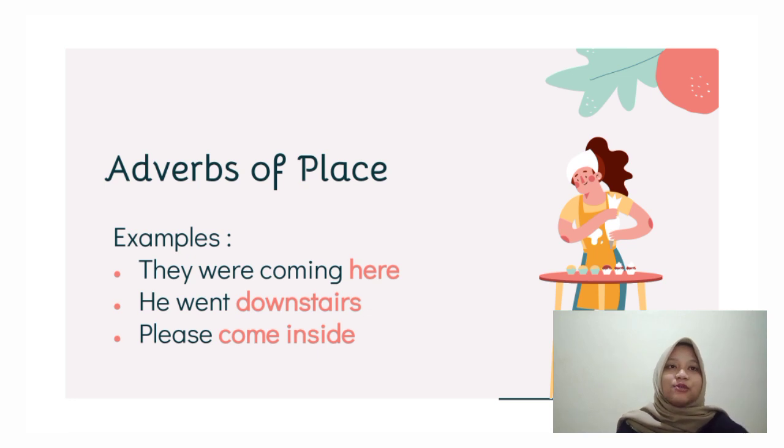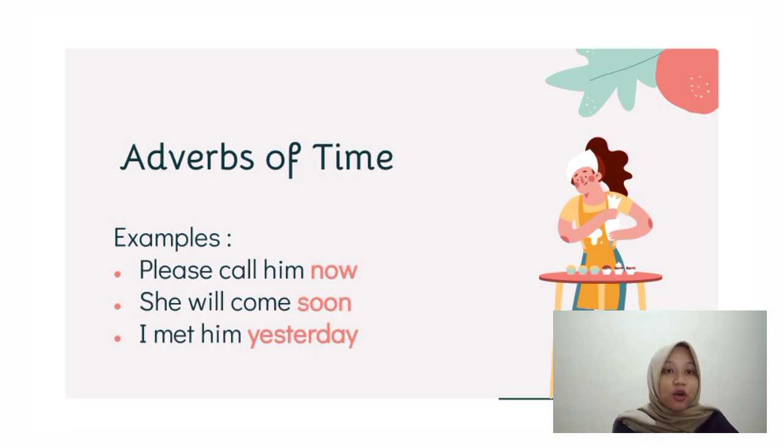Okay, next one is adverbs of time. The adverb of time states the time of the occurrence of the action and gives a sharp or rough idea about the time of occurrence of an action. The examples are like yesterday, now, tomorrow, today, late, early, tonight, again, soon, and others.